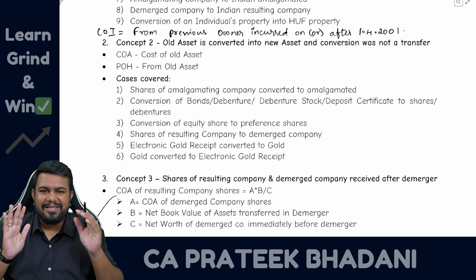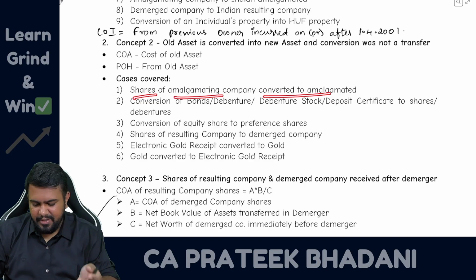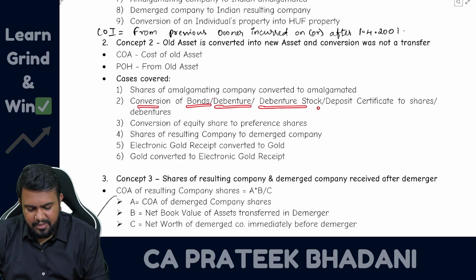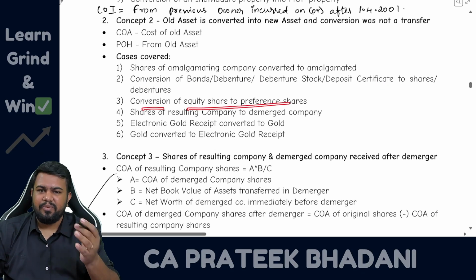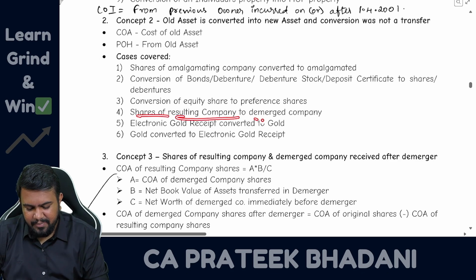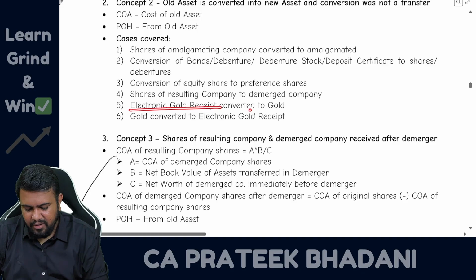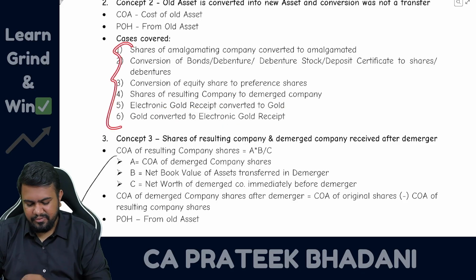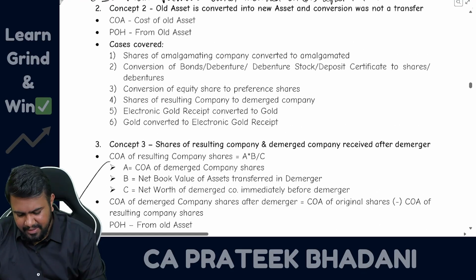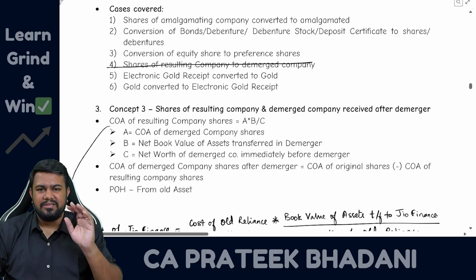Now in what all cases does this apply, let us see. Shares of amalgamating company converted to amalgamated company, then conversion of bond, debenture stock or deposit certificate into shares or debentures. So here also it will apply. Then conversion of equity shares into preference shares, then conversion of gold into electronic gold receipt, and electronic gold receipt back to gold. So in all these cases this will apply. But the resulting company to demerged company case, you cut it here, because resulting company I have covered in the next concept.